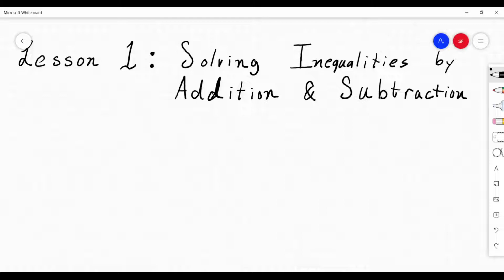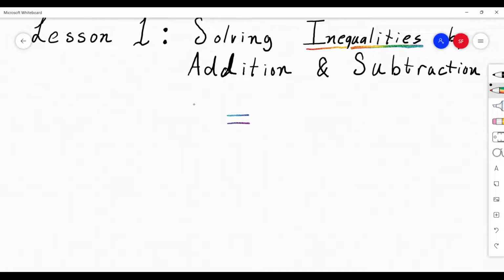So, what is an inequality? That's where we're going to start. Something that's not equal? Something that isn't equal, true. So, equalities or equations have this symbol, right? So this is for an equation.